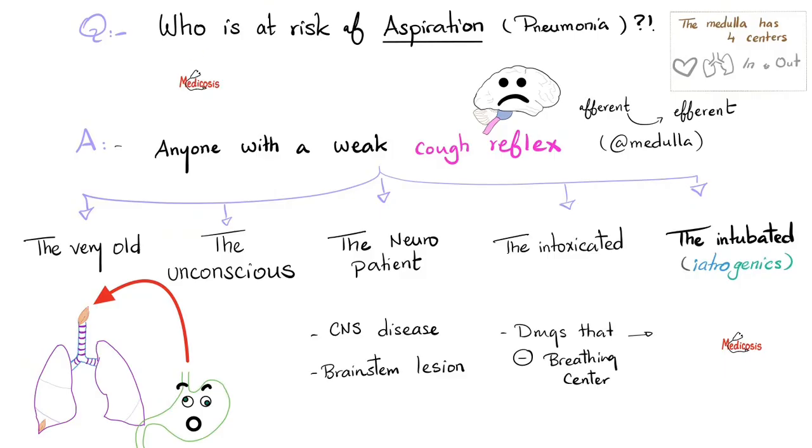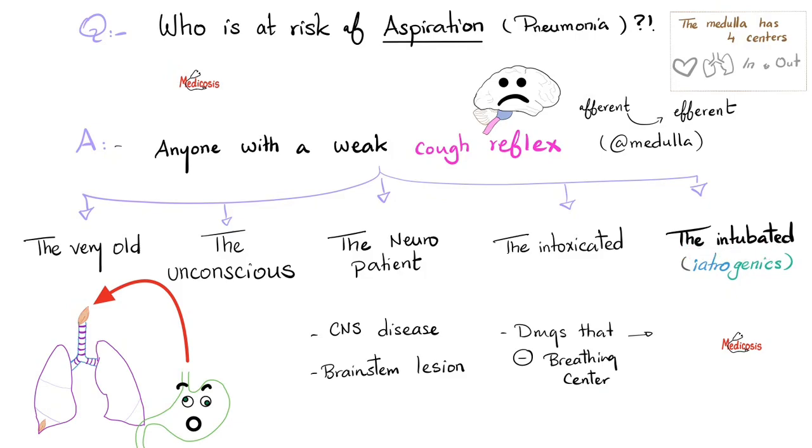Let's review aspiration. Who is at risk of aspiration or aspiration pneumonia? Well, aspiration is when something that should not be in the lungs ends up in your lungs. People who are susceptible to aspiration include, but are not limited to, anyone with a weak cough reflex. What do I mean by this? The very old, the unconscious, the neuropatient. What do you mean? Maybe a brain disease, like a brainstem lesion. Swallowing and coughing, all of these require centers in the brain. And if these are disrupted, problems can happen. The patient who is intoxicated, because many medications inhibit the breathing center in the medulla of the brain.